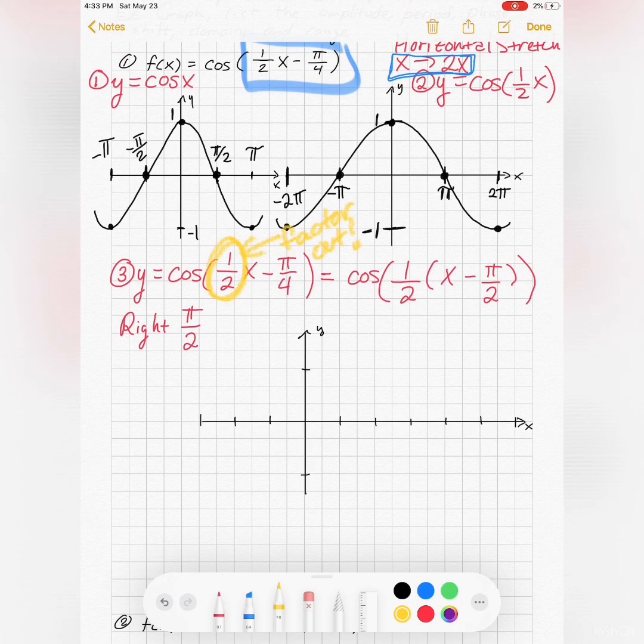So now I'm just going to take my previous graph and move everything right by pi halves. So I have to decide on a scale. This point here is going to move to pi halves. This one's going to move to 1.5 pi. So I think the appropriate scale would be pi halves. So let me go ahead and label my axes: pi halves, pi, 3 pi halves, 2 pi, 5 pi halves.